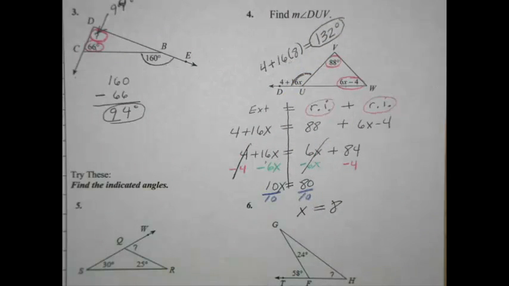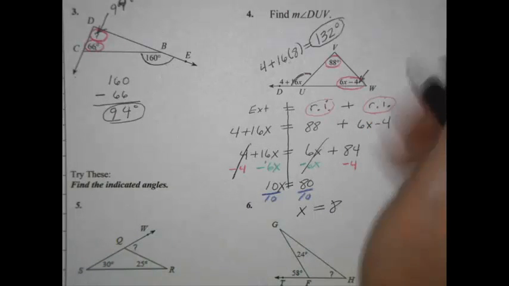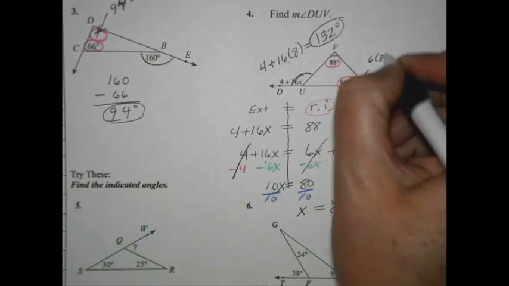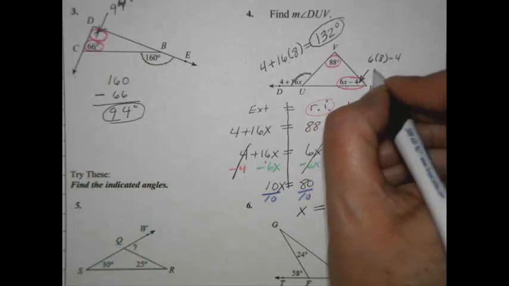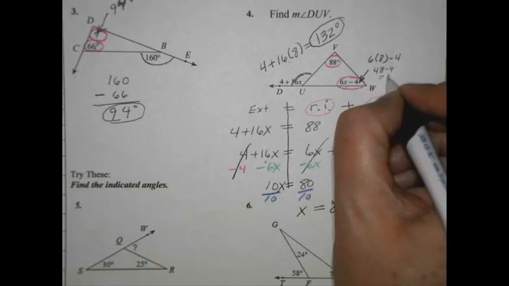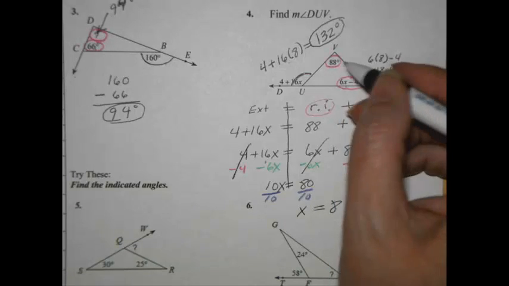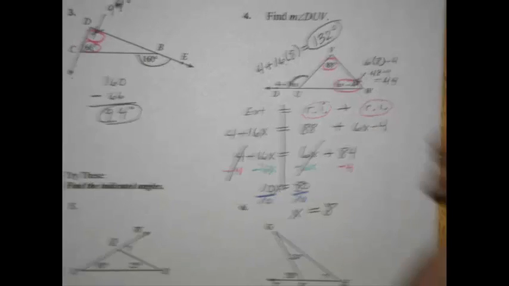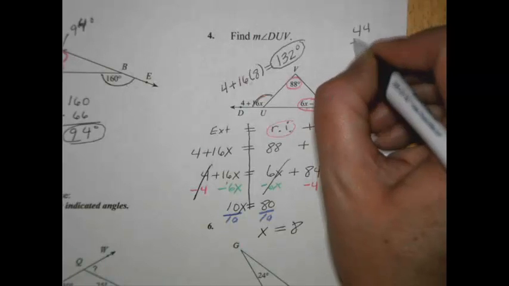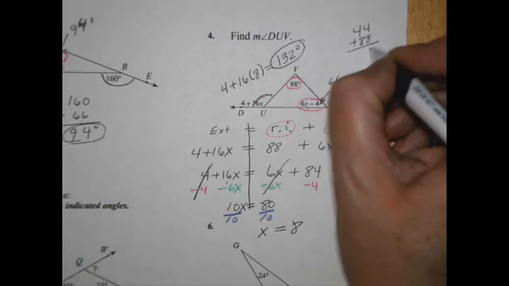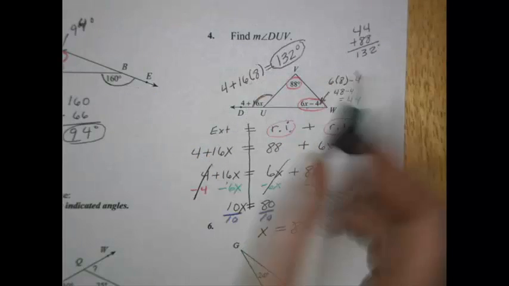And I'm not sure about my arithmetic on that. So I'm going to check my answer by also getting my remote interior angle here. So if I take 6 times 8 minus 4, substituting in this one, 6 times 8 is 48 minus 4 gives me 44. And does 44 add up with 88, the remote interiors? 44 plus 88, that's 132. That matches what I got for my exterior, so that checks.